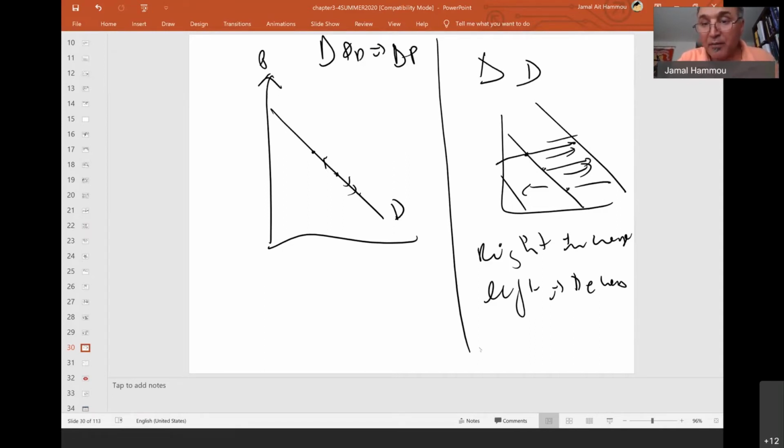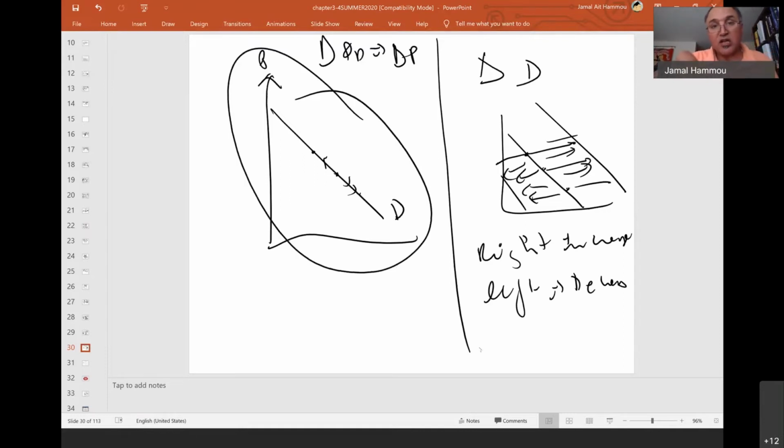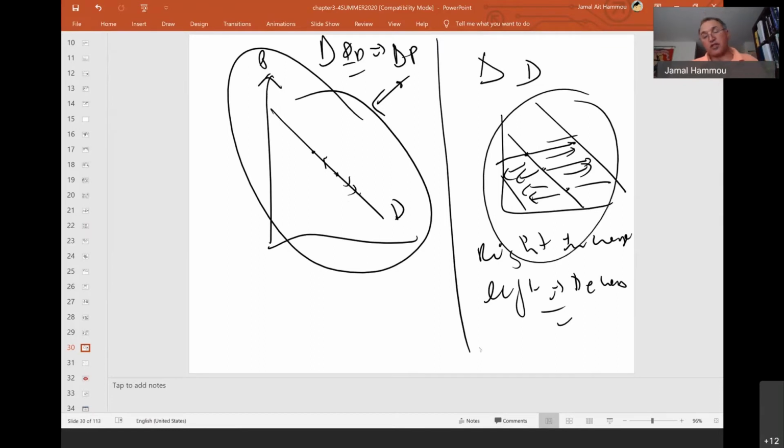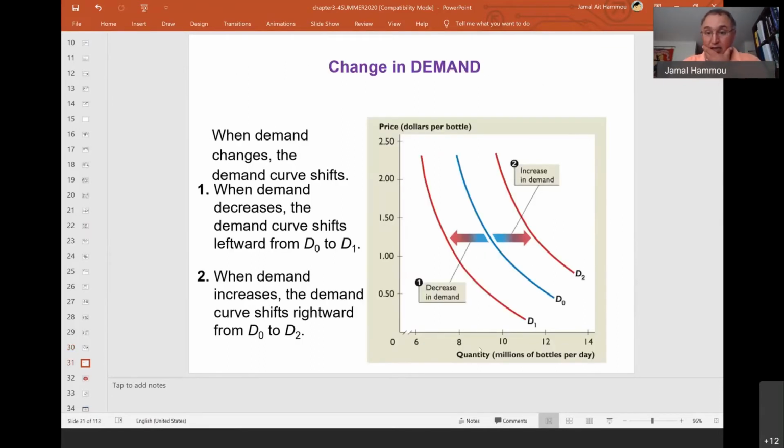To the left, people are buying less at every price. That's a decrease of demand. What causes this to change? The price. Changing the price causes the quantity demanded to change. Anything else but the price will cause the demand curve to shift either to the right or to the left. You can look at this here: an increase is a shift to the right from D0 to D2. A shift to the left, which is a decrease of demand, is to D1.